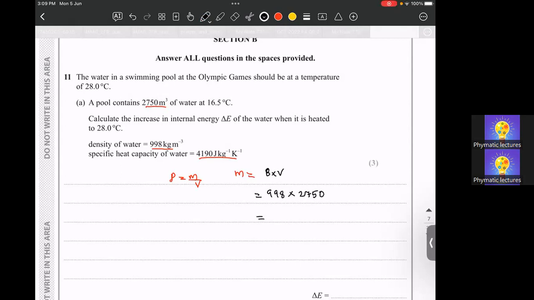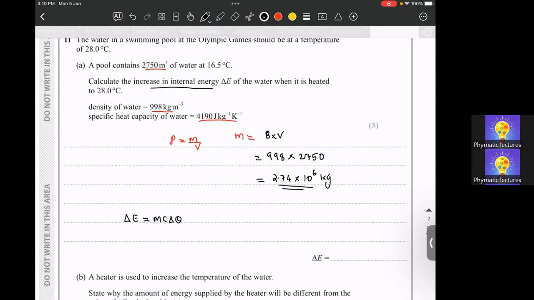So if you are multiplying, what will we get? We will get the mass, 2.74 times 10 to the power of 6 kilogram. This is the mass. And then they are asking for the increase in the internal energy due to this increase in temperature. We know that internal energy increase is mc delta theta. So what is delta theta? That is the final temperature minus initial temperature.